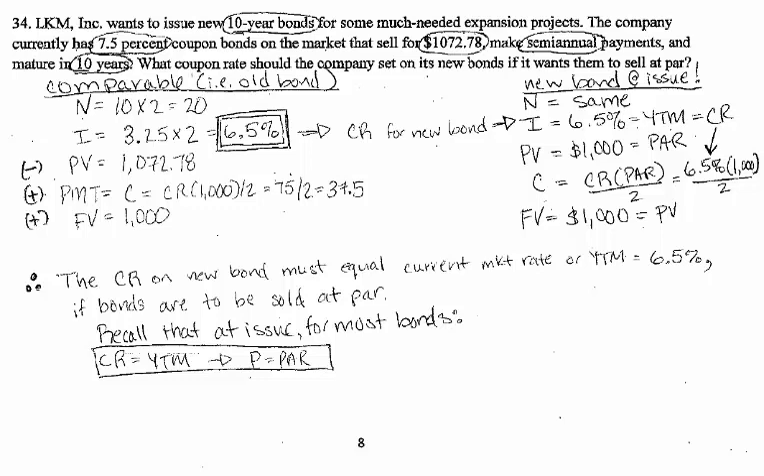So that new bond at issue information is really just a mathematical proof to prove to you that if you can find current market interest rates based off of the yield to maturity on an old bond, then that can be the coupon rate for your new bond at issue, and price will equal par. Okay? And remember that, because that's a really important conceptual problem for some of these math problems.